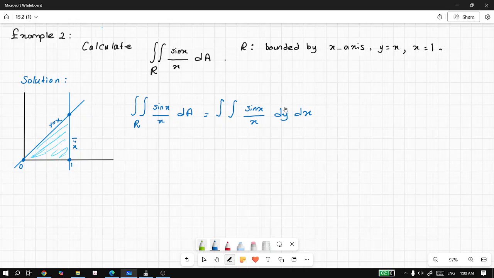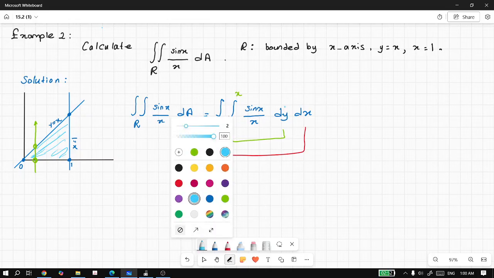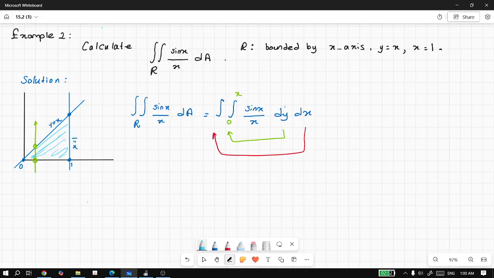So first we have to find the limits of integration for y and then for x. Finding the limits for y, we have to draw a vertical line going through the region and see where it enters and where it ends. It enters from here where y equal to 0, and it leaves the region at the point where y is equal to x. So the limits of integration for dy are from 0 to x, as we have seen in the previous example.